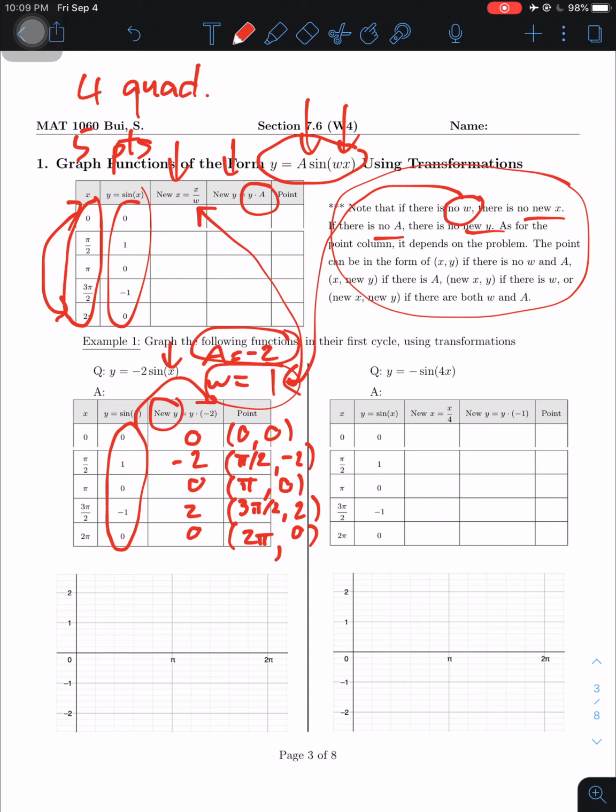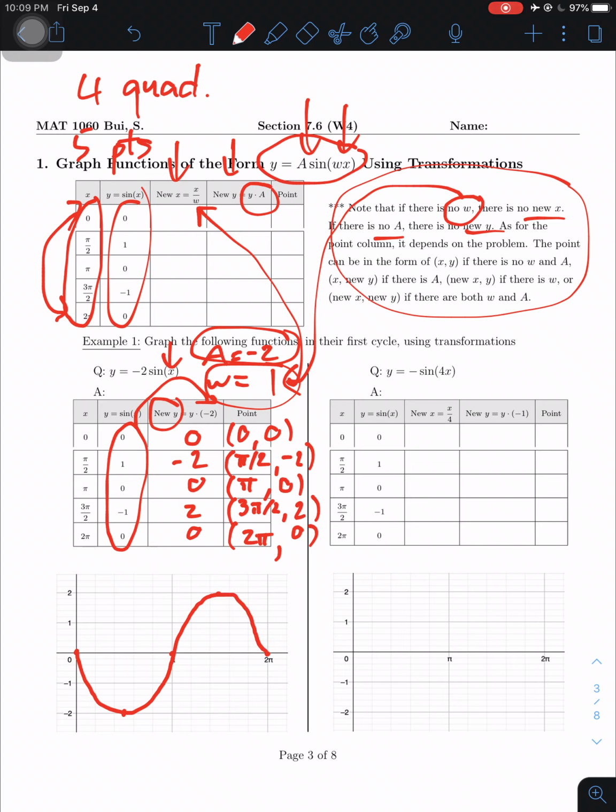Okay, now that we have the points in there, let's plot them out, right? So first point, we have 0, 0. Second point, pi over 2 and -2. So pi over 2 is in the middle, and -2 is right here. Pi, we have 0, and then 3 pi over 2, I have 2 up there, so this is that. And then 2 pi, I have 0, right? And again, I told you guys, sine and cosine would look wavy, right? So let me try my best to make them look as wavy as I can. There we go, that's good.